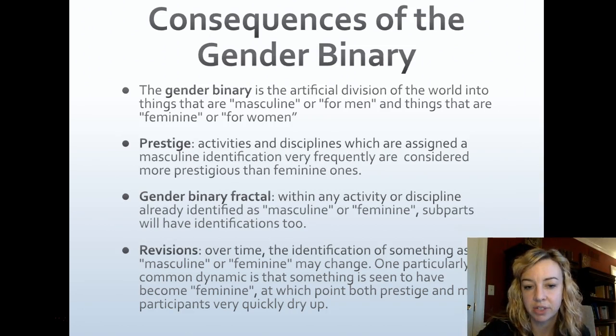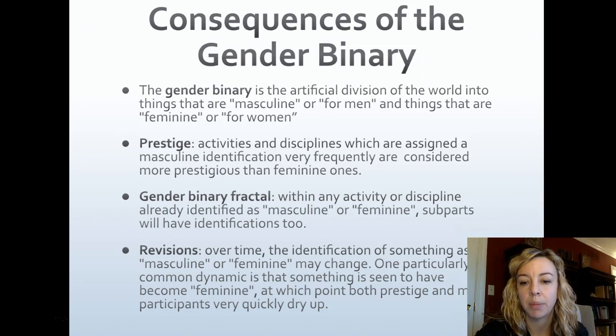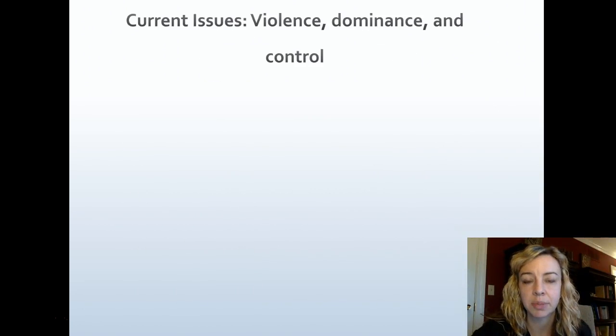And also there are revisions that happen over time. So for example, names. If there's a name that is androgynous or relatively masculine, over time, if that name is given to enough women or girls, then it could lose its prestige. It's almost like what is feminine is poisonous to the thing that is masculine. And that changes the status of that thing, like a name or like a job or like a sport, over time. So those are some of the consequences of the gender binary.